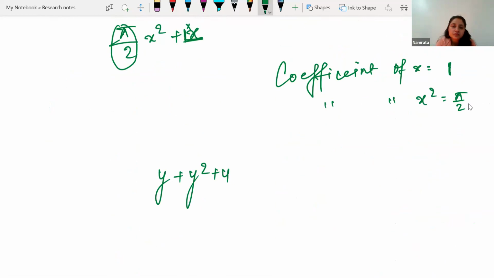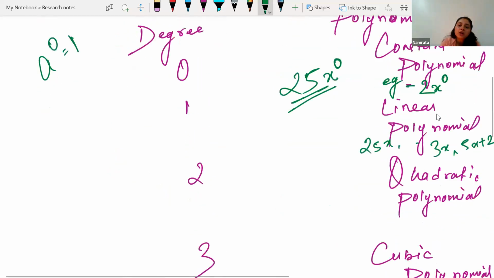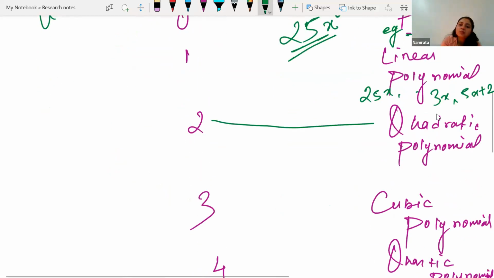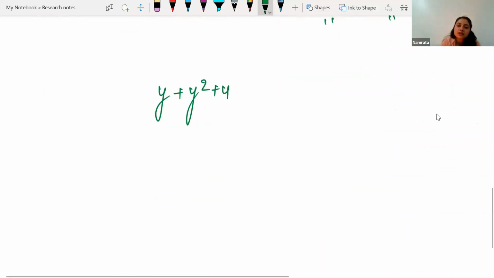Linear. It's linear. Yes, everybody is agreeing with her. It's linear polynomial. Here highest power of y is 2. If the degree of the polynomial is 2, the name of that polynomial is quadratic polynomial. Can you see the degree of the polynomial is 2 over here? So we can say it's the quadratic polynomial.